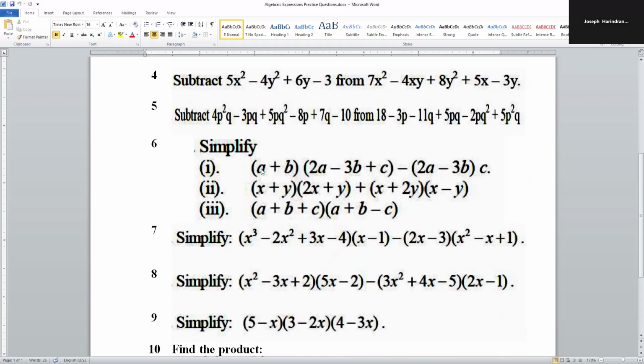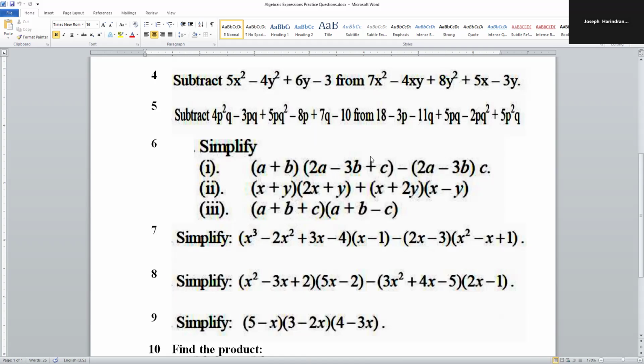A plus b, 2a minus 3b plus c, then this one. Now, we do multiplication. How to do that multiplication? We have the distributive law. So first you have to multiply a with 2a minus 3b plus c. So you get 2a squared minus 3ab plus bc.